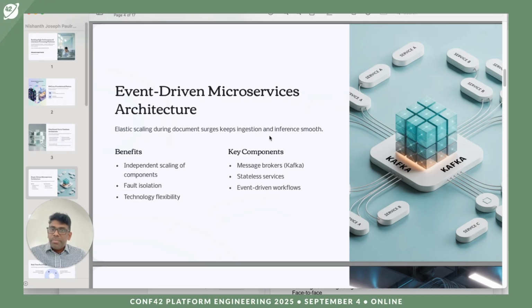Event driven microservice architecture. Elastic scaling during document search surges keeps ingestion and inference smooth. Benefits of this: independent scaling of components, fault isolation, and technology flexibility. And we can use messaging systems like Kafka, stateless services, and event-driven workflows.